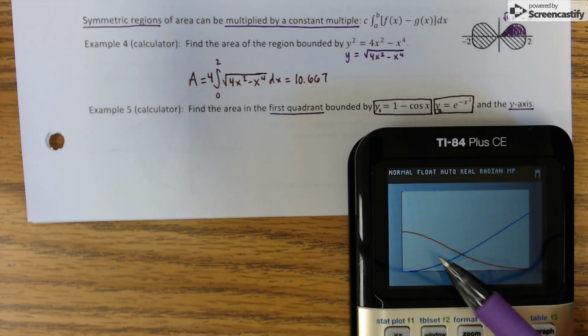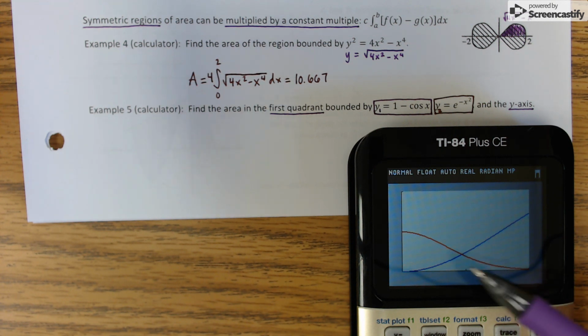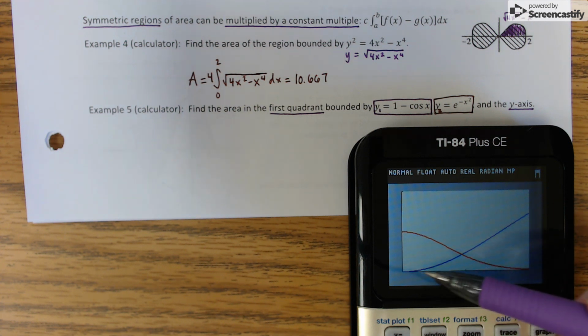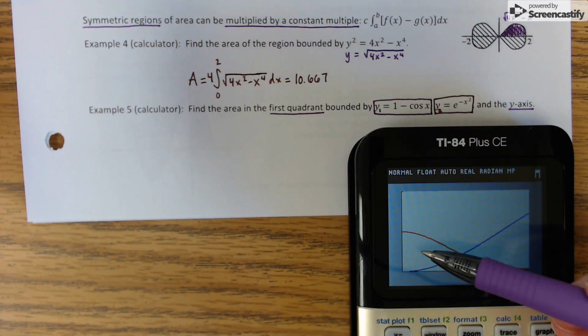And you'll notice you have kind of 3 regions that you're looking at, so it's really important that we know it's between the 2 functions, which could be either here or here. But that third bound of the y-axis really makes the decision for us. The y-axis is the third boundary, so we're looking at this kind of triangular region here.